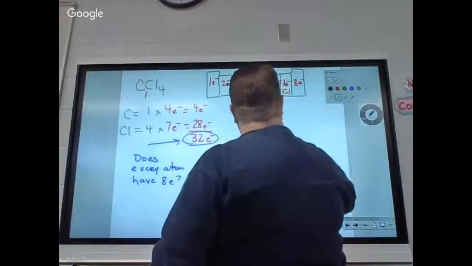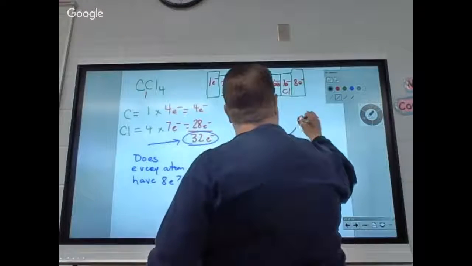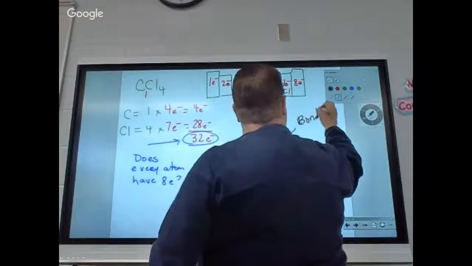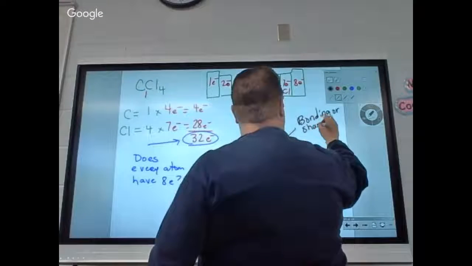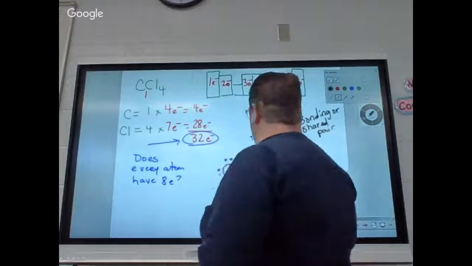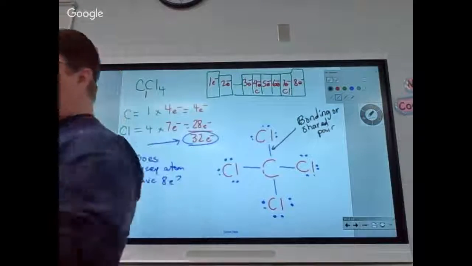This is called a bonding or shared pair. And it's called a bonding or a shared pair because the electrons are shared or they're part of the bond.